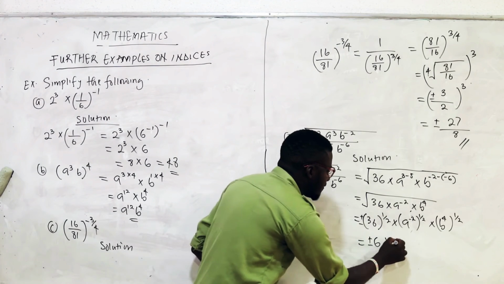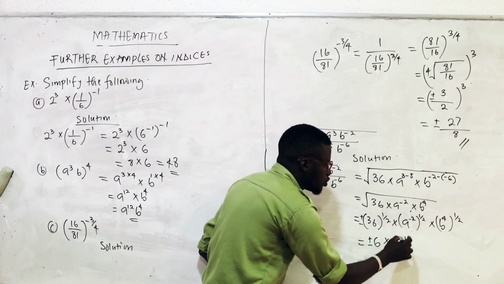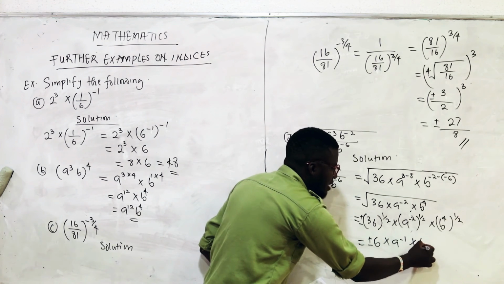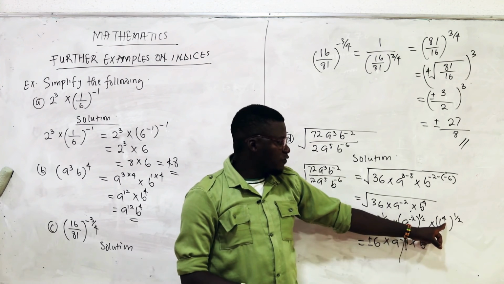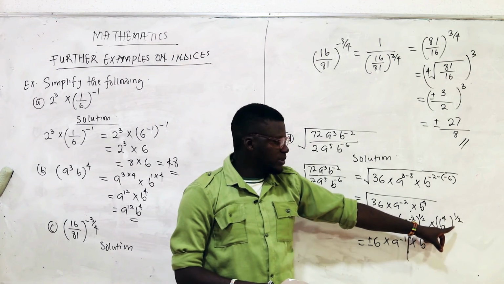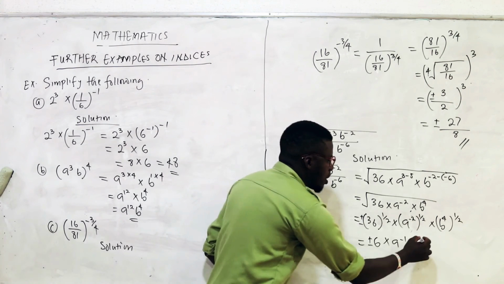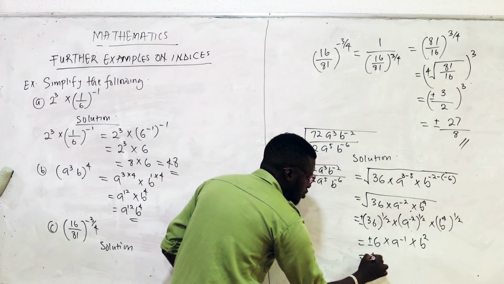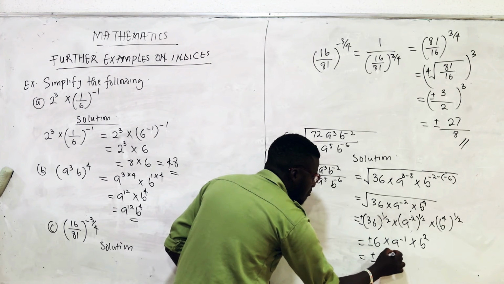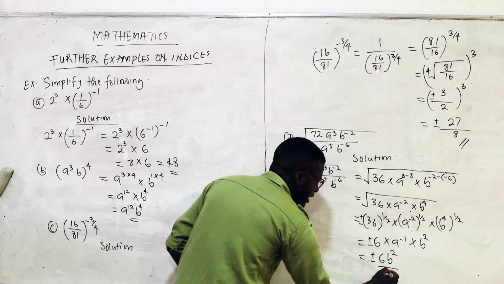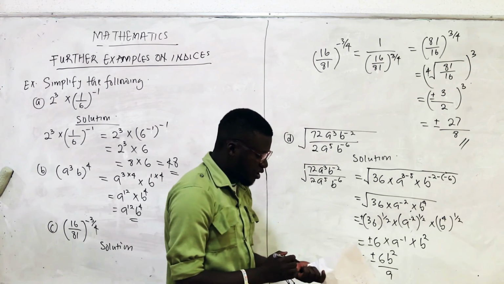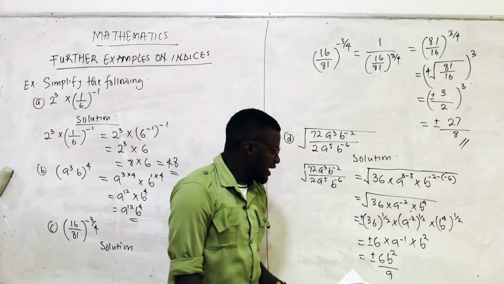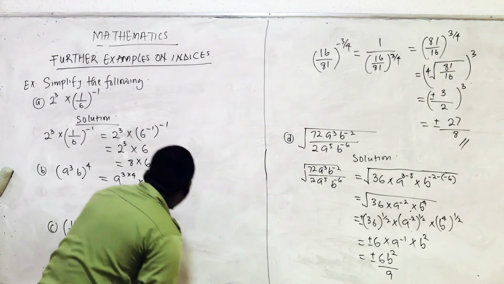So I'm going to have a raised to the power of minus 1 multiplied by b raised to the power of, here I have 4 multiplied by half. So 4 multiplied by half is the same thing as 2. So I'll have b raised to the power of 2. So my final answer is plus or minus 6b^2 divided by a, because a raised to the power of minus 1, according to the law of indices, is the same thing as 1 over a. So this is my second to the last example.